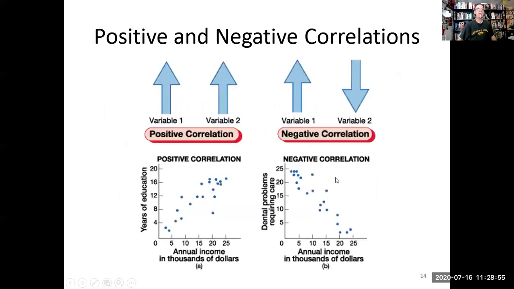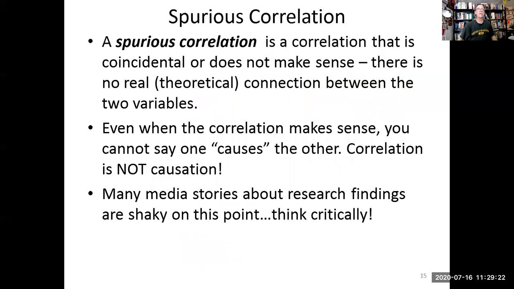Here's an example of these two kinds of correlations. This is actual data, so years of education, annual income. Then for this one, a negative correlation, dental problems requiring care, annual income. People with more money go to the dentist more often. They have fewer dental problems requiring care. They're getting more regular care twice a year, as usually is recommended by dentists.